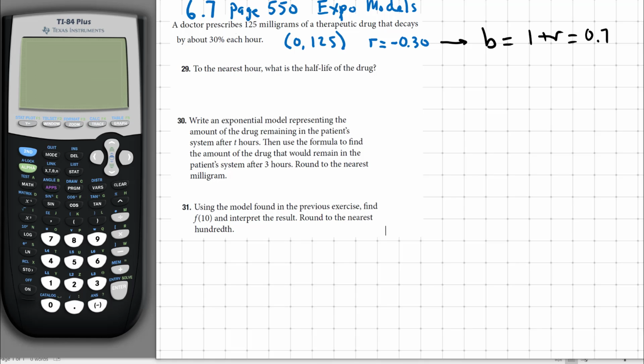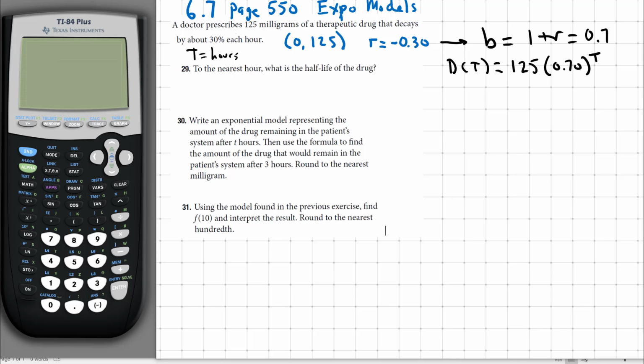I'm going to let T equal hours after we take the medicine. And so now I'm going to say D for the drug of T is equal to 125 times 0.70 to the T power.